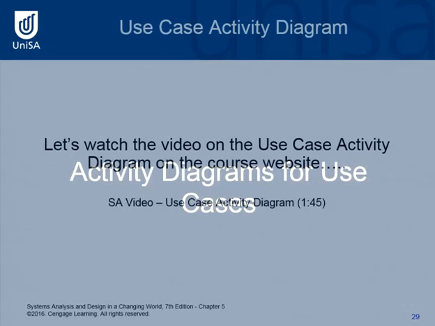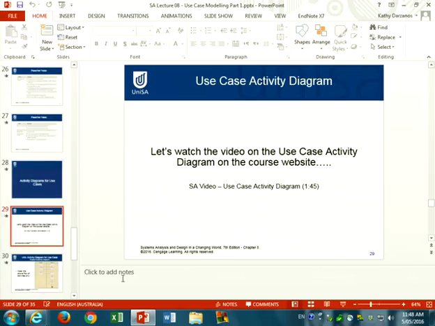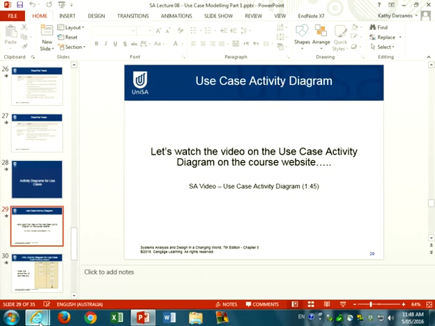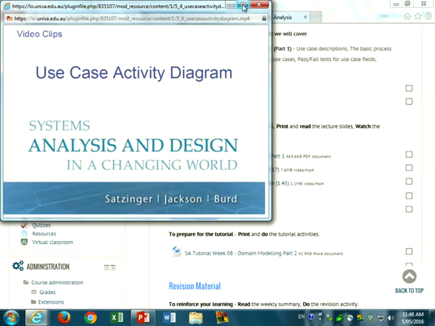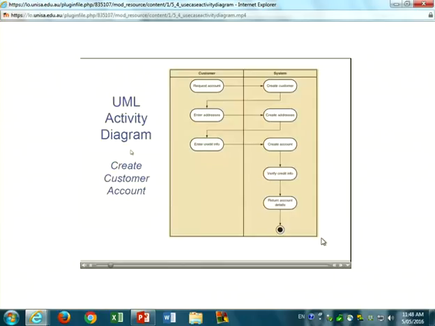Now, activity diagrams for use cases. Really short video, but basically gives you some context of how these fit into what we're doing. The activity diagram can also be used to show the dialogue back and forth between the actor and the system. That's similar to the flow of activities from a use case description.